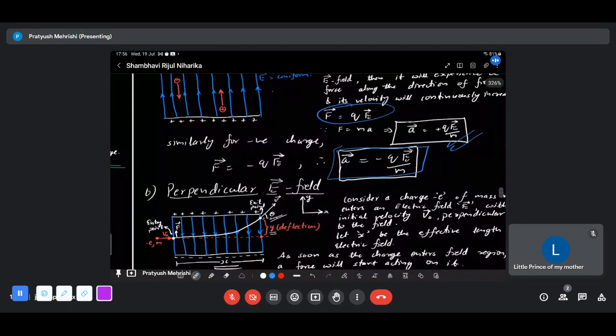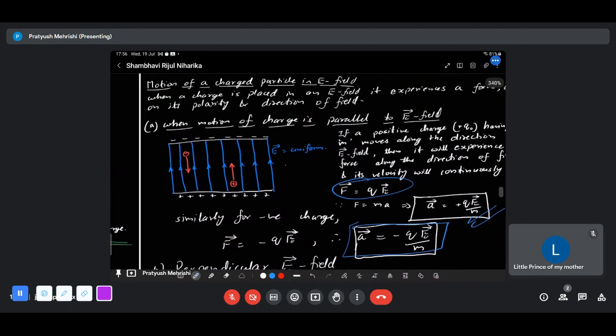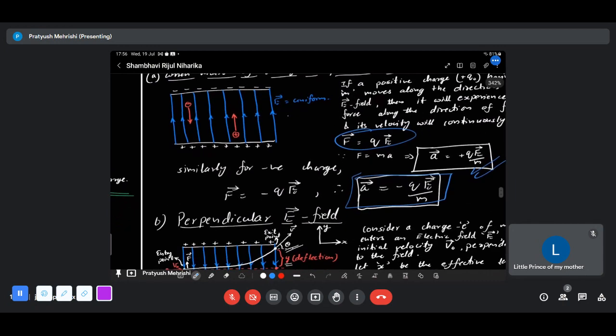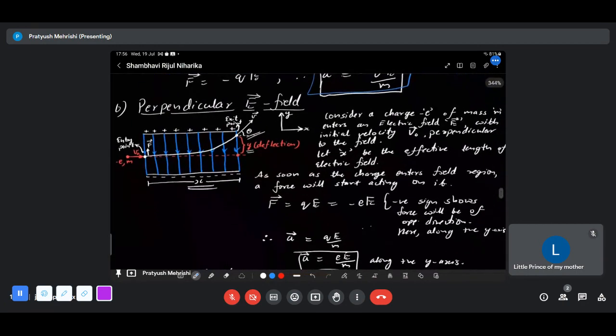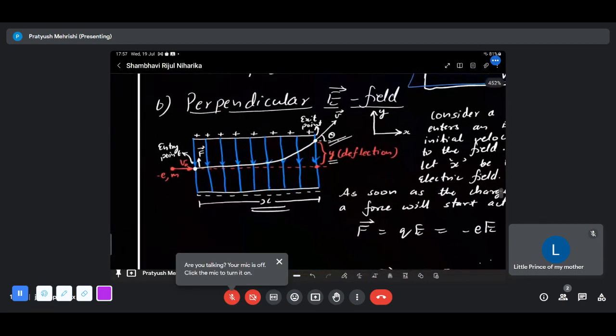This was the case when the charge was going perpendicular to the electric field. Now, if the charge is moving parallel to the electric field, or rather perpendicular to the electric field, then what will happen?